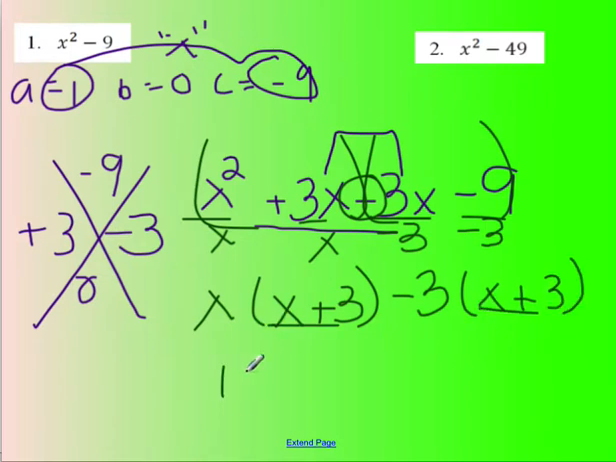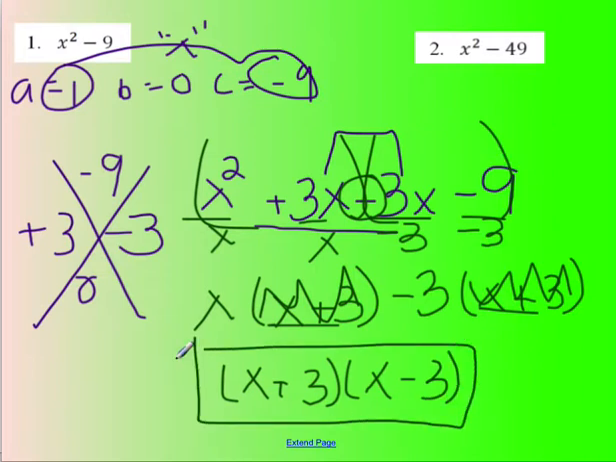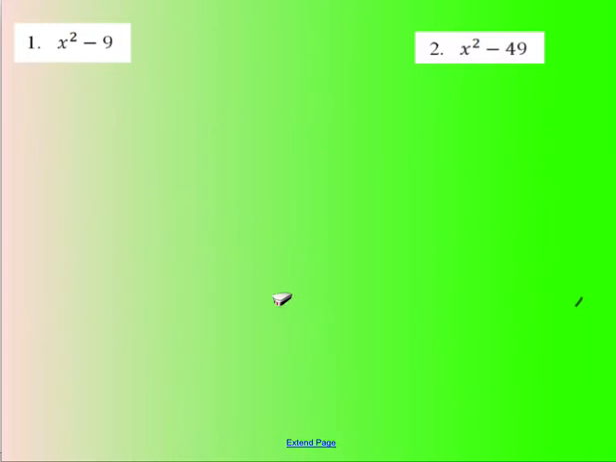So here my leftovers are matching, so I can factor those out. Once I've pulled those out, I'm going to write what's left over, which is x minus 3. Okay? So this right here is your final answer for number 1. Next, let's take a look at number 2. It's really going to be a lot of the same thing. So we have x squared minus 49.